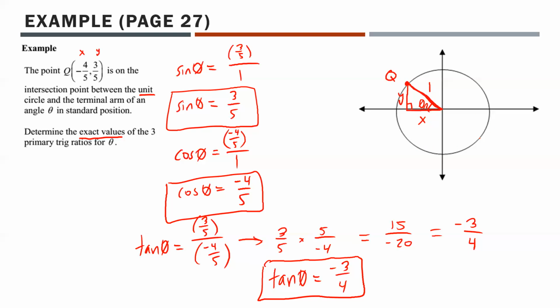This also, just by the way, noting our answers here, obeys the old CAST rule that we learned back in Math 20-1. That says the only thing in this quadrant, quadrant 2, that should be positive is sine. Both cosine and tan are negative here, so that does follow that rule as well. So it's another indication that we've probably done this right.